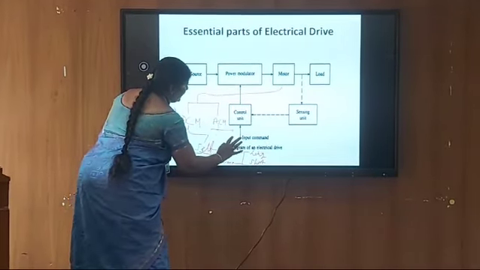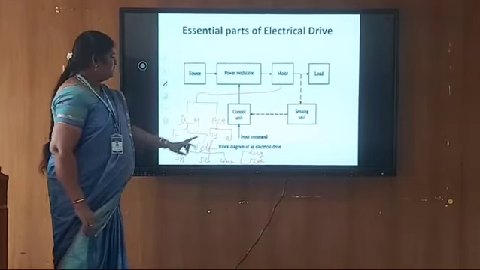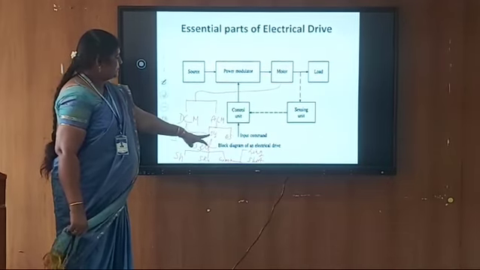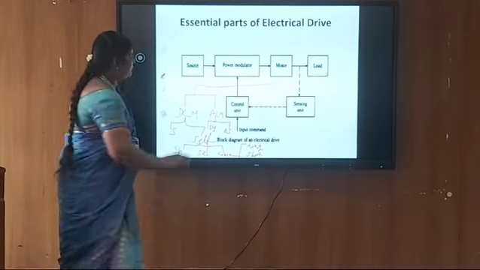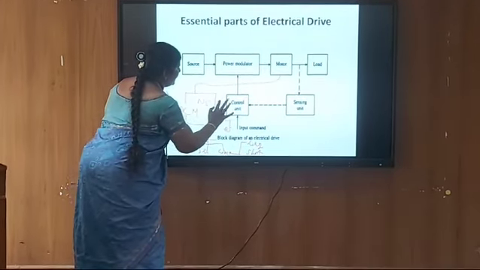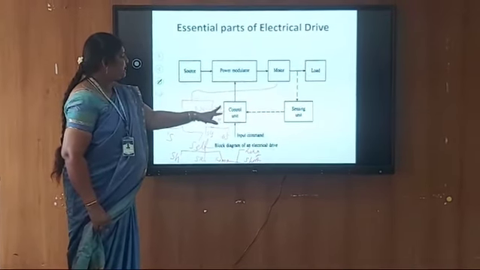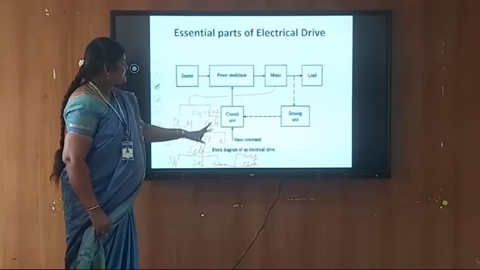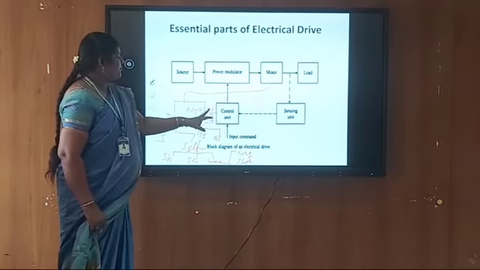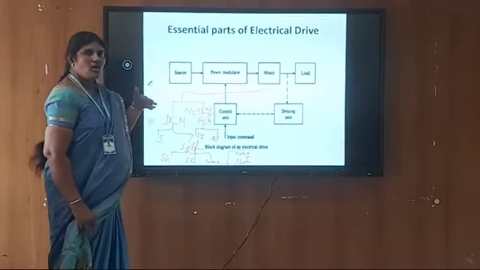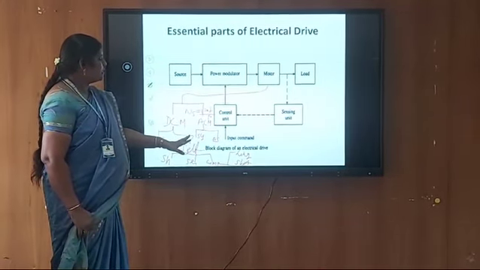AC motors are mainly classified into synchronous motors and asynchronous motors. A synchronous motor runs at synchronous speed, for example 1500 rpm, given by Ns equal to 120 f by P, depending upon the frequency and the number of poles. Because the frequency and number of poles keep the motor speed constant, it is called a constant speed motor or synchronous motor.